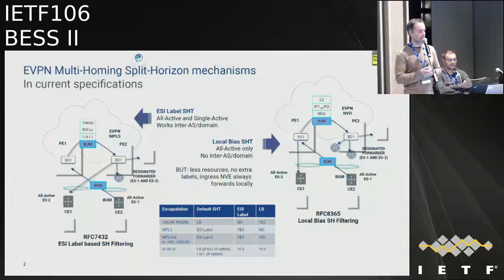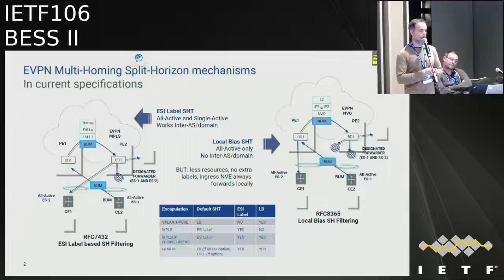The first one is the ESI label based split horizon type. The second one is what we know as the local bias split horizon type. The first one relies on an ESI label. In other words, when CE2 sends BUM traffic to PE1, PE1 needs to insert an ESI label at the bottom of the stack that identifies the source ESI. So when that gets to PE2, based on that ESI label, PE2 can filter and avoid sending the traffic back to CE2.